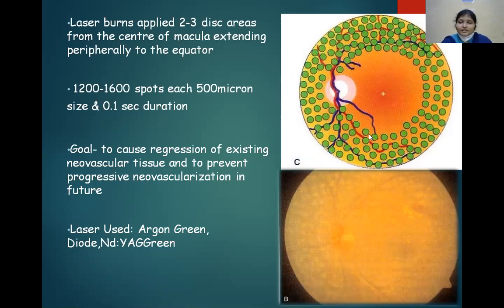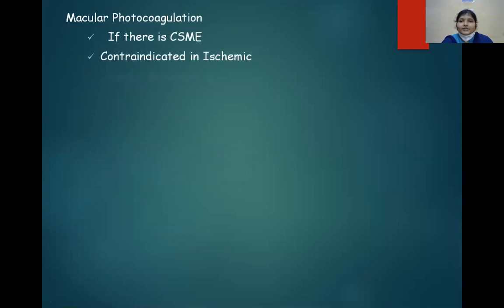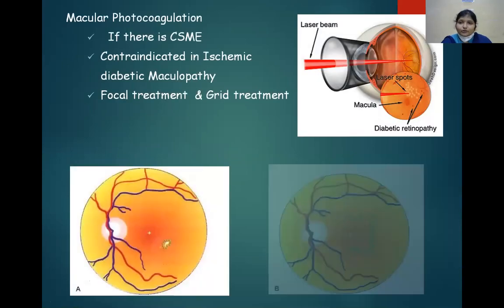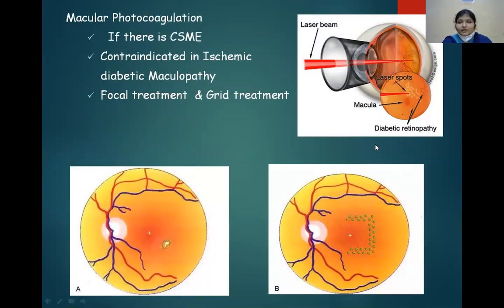So which lasers are used for PRP? We can use either argon green laser, diode laser, or Nd:YAG laser. So next, coming to macular photocoagulation. We can give macular photocoagulation either focal or grid type. This is indicated in patients with CSME.